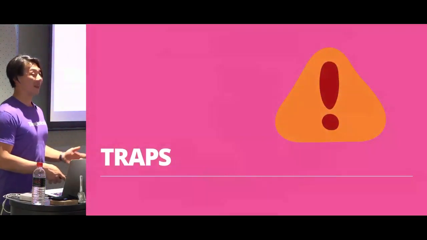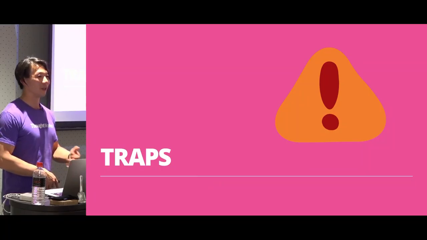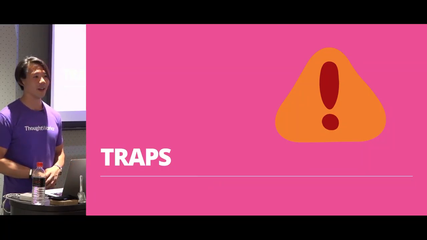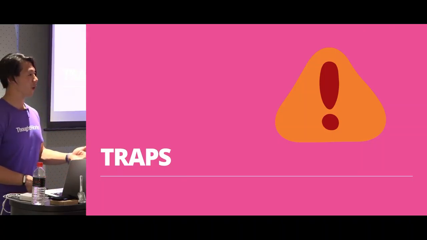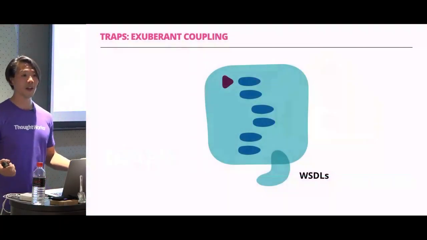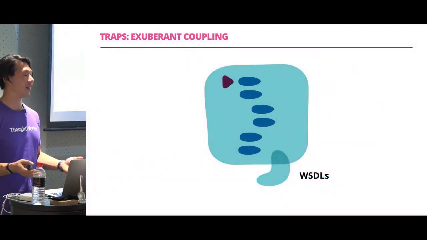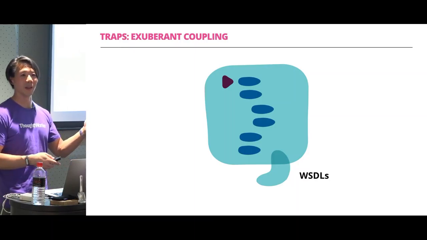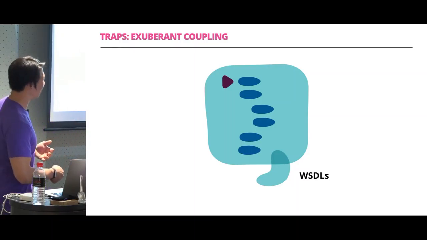Now, we see a lot of these sorts of systems. We often come in and try to rescue these sorts of systems that haven't really gone through evolutionary architecture. So what are the things to avoid if you're going through systems and you can make choices about it? One of the first ones is around exuberant coupling, right? One of the reasons that a lot of people don't like SOAP, and we've seen a lot more uptake with REST, is because of WSDLs.